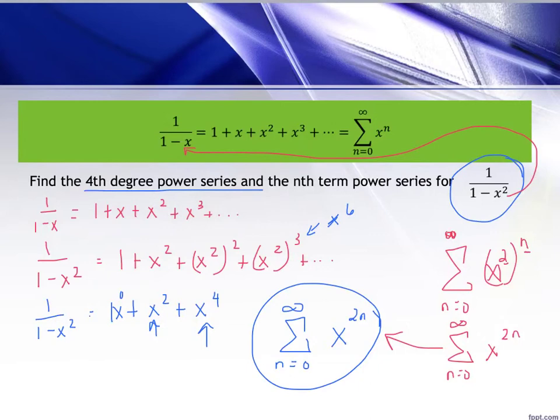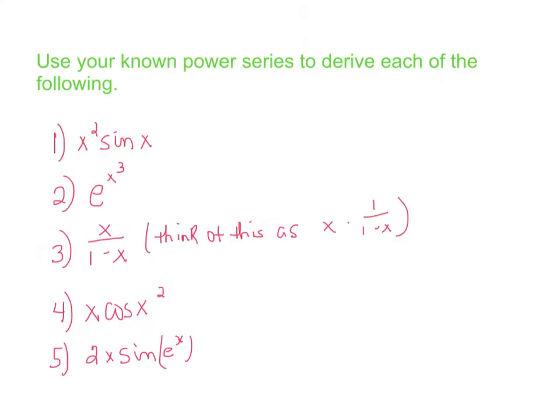All right, so what I'm going to do is I'm going to give you a few problems that I want you to do for the next time that we're in class. All right, so here are the 5 problems that I want you to work on for tomorrow. Take our known power series for e to the x, 1 over 1 minus x, sine of x, and cosine of x, and derive each of the following. You have x squared sine of x, e to the x cubed, x over 1 minus x, and it's really important that you think of that as x times 1 over 1 minus x. Then x squared cosine of x, or x times the cosine of x squared, and 2x times the sine of e to the x.